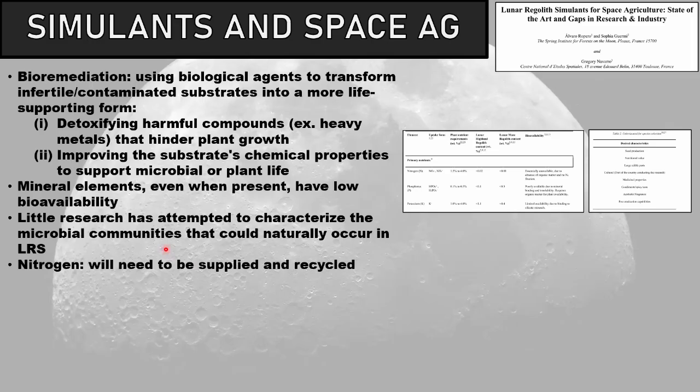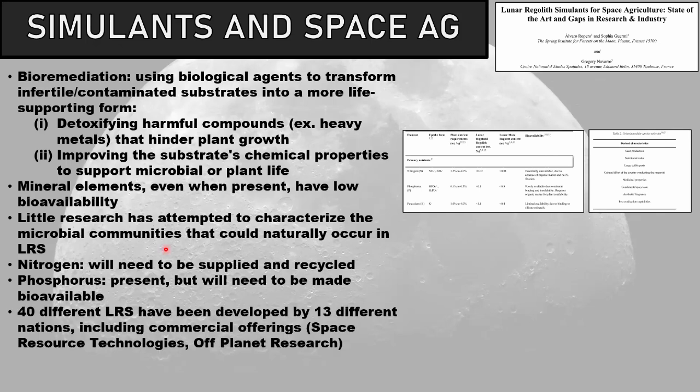Big take-home point when it comes to simulants, when it comes to plant growth: nitrogen. Plants need a lot of nitrogen, and regolith has almost no nitrogen. So it will need to be supplied and recycled for sustainable space agriculture to even take place. Phosphorus, now it is present, but it needs to be made bioavailable. So that's less of a not-there problem, but more of an unlocking-it problem.